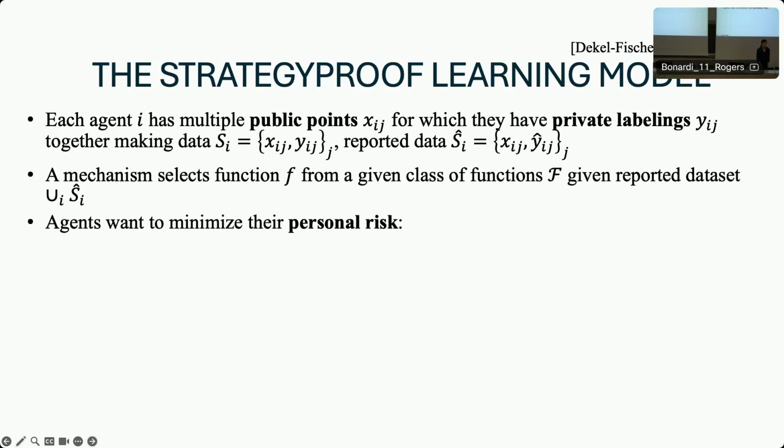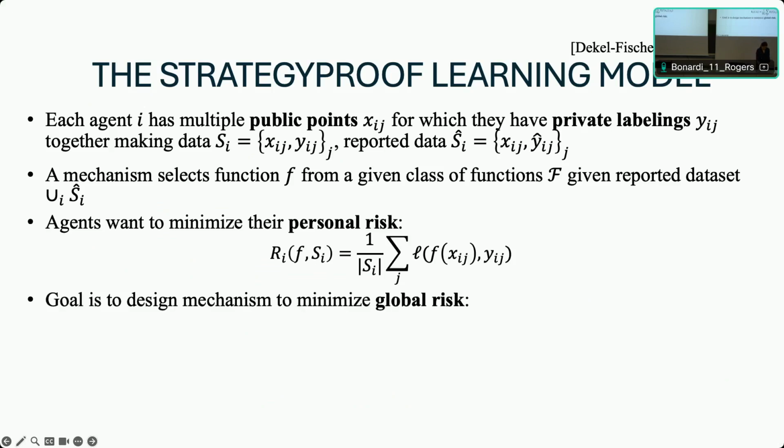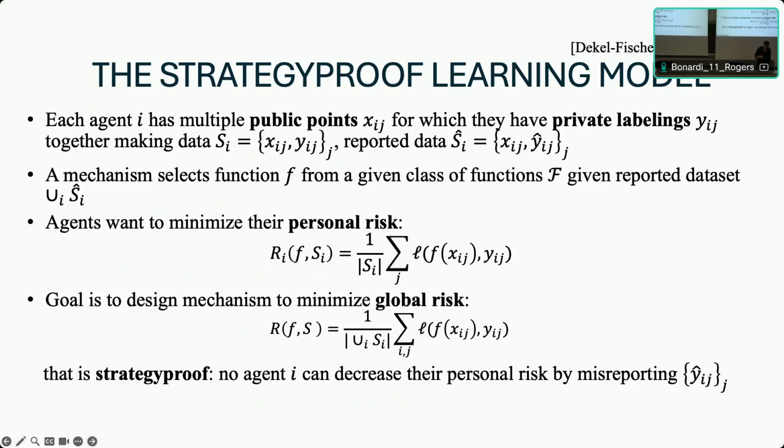The goal of each agent is to minimize their personal risk, which is just the average loss of their points with respect to the function. Similarly, the goal of the mechanism designer is to minimize the global risk, so just the average loss over the whole data set. At the same time, we want to do this in a way that's strategy-proof, meaning no agent i can decrease their personal risk by misreporting their information. We should note that this has to hold no matter what the other agents are doing. So this is a pretty strong condition.